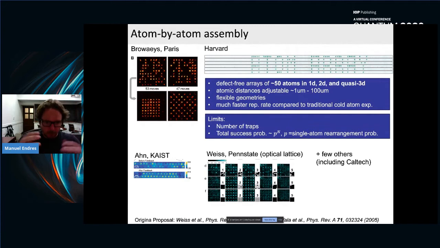And then also the total success probability of this rearrangement process. And I should say this scales exponentially in the single atom rearrangement probability. What do I mean with that?